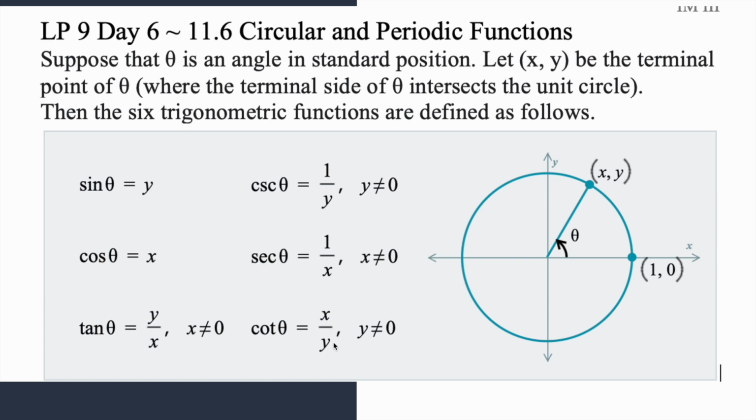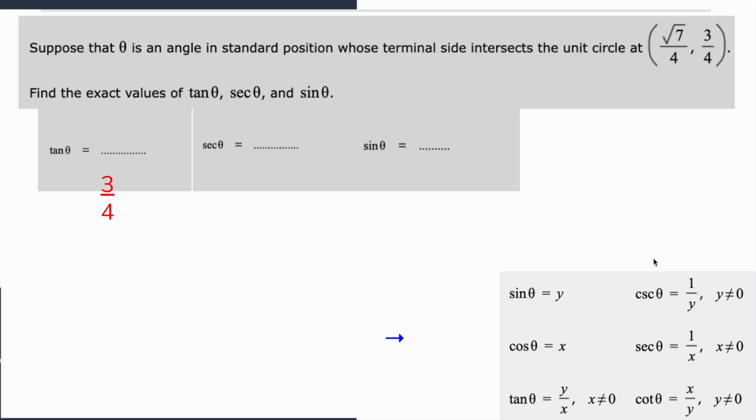We've used these before, but instead of having ones, we had r, because we could have any size radius. Well, now we're going to assume that it's a radius of 1. That's the big difference here. Suppose that theta is an angle in standard position whose terminal side intersects the unit circle at negative square root 7 over 4 and 3/4. So we're going to find the exact values of tangent, secant, and sine.